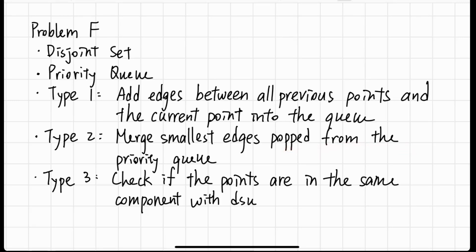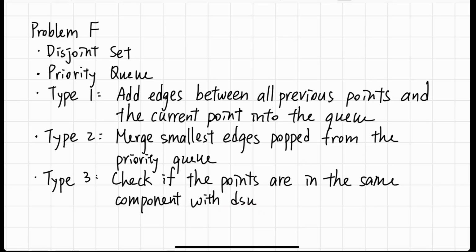For type 2, we can merge the smallest edges that are popped from the front of the priority queue, and we can check if the points are already in the same component. So if they're not in the same component, we can unite the points. We would unite all the points that have the same minimum distance. So we can unite multiple components if they all have the minimum distance between them. Then for type 3 queries, we just directly check if the points are in the same component using the disjoint set.